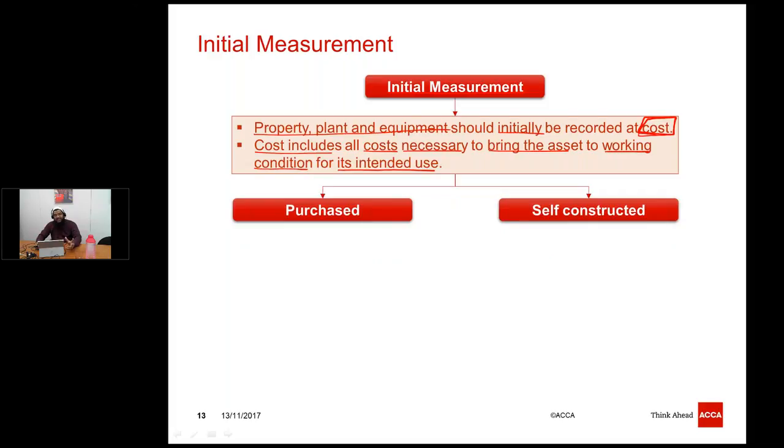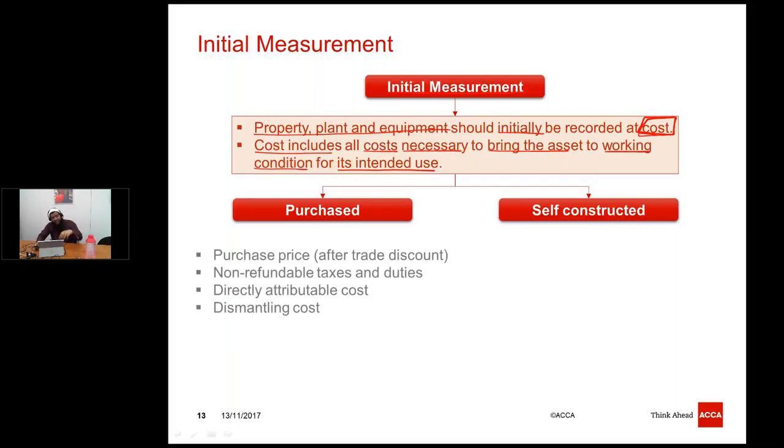So now the asset can be acquired in two ways. Either I'm going to purchase it or I'm going to self-construct it, construct it myself. If the asset is purchased, the first thing that I'm going to pay is the purchase price.